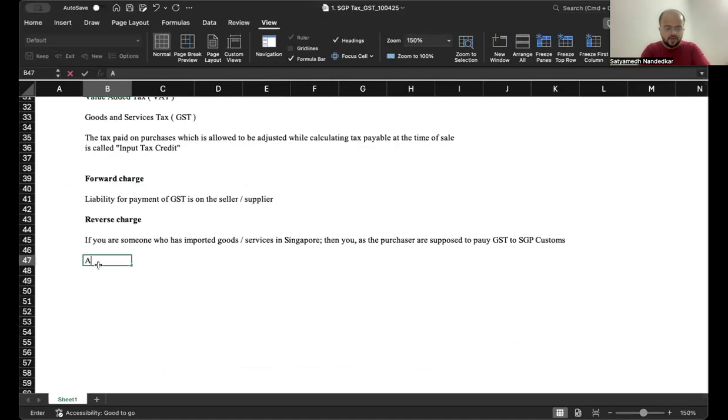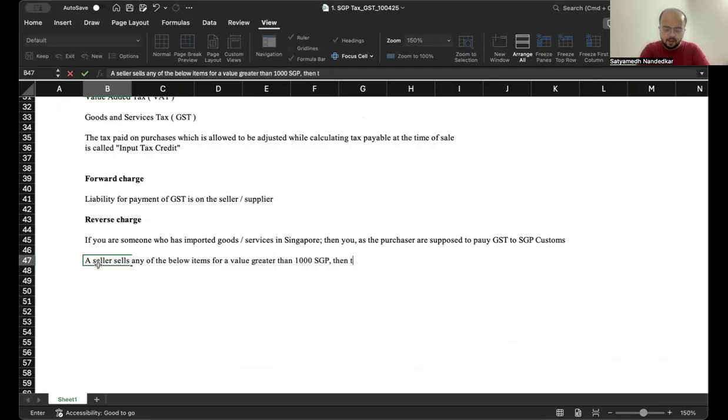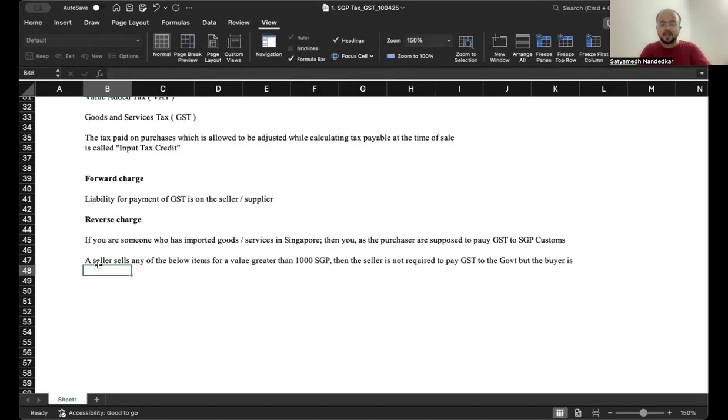So, if a seller sells any of the below items for a value greater than 10,000 SGD, then the seller is not required to pay GST to the government, but the buyer is. The seller is not supposed to pay GST to the government, but the buyer is supposed to pay GST to the government authorities. Now, this is a reverse situation.